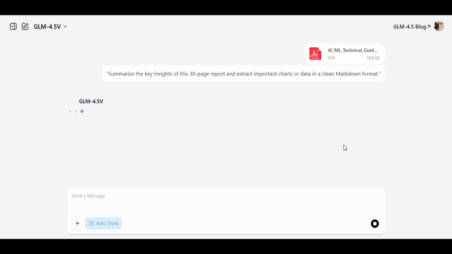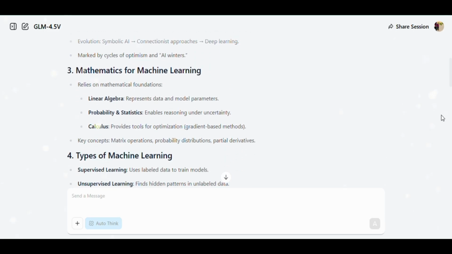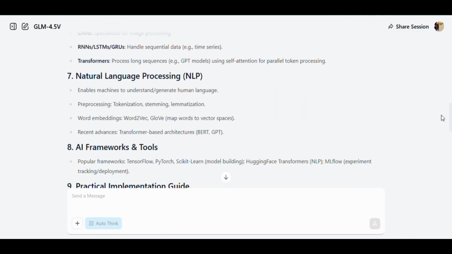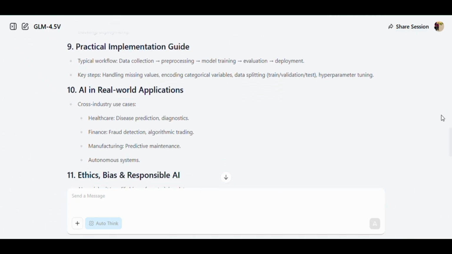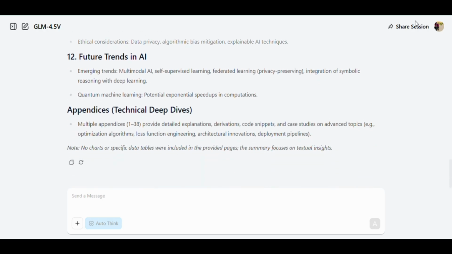Need to summarize or translate a 50-page report? Done. It can also extract charts and provide insights. I gave it a long technical PDF and gave the prompt: summarize the key insights of this 30-page report and extract important charts or data in a clean markdown format. It summarized the whole thing in bullet points in an efficient way.